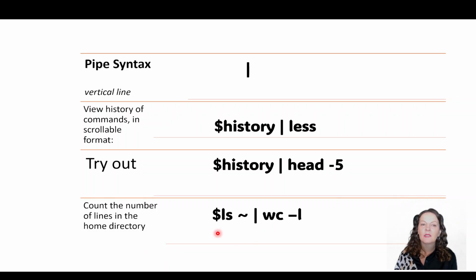And counting the number of lines in your home directory, in whatever directory it might be. ls, location if you want. Otherwise, if you omit that tilde, it will just list the files of wherever you are currently at the moment. And then your word count minus L for the line number. Okay, all hopefully fairly self-explanatory there.